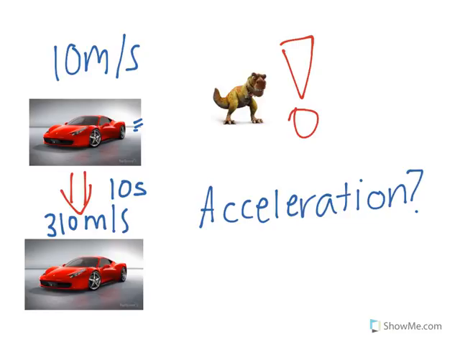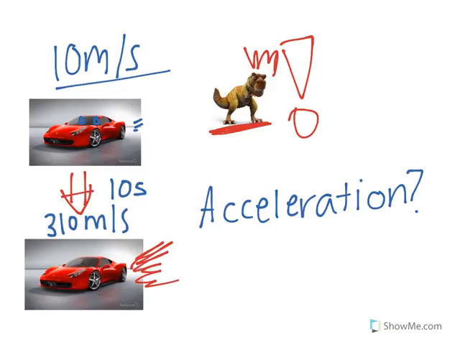Let's do some work with velocity and acceleration. You and your friend are in a nice car cruising along at 10 meters per second. Then you realize you're being pursued by an angry T-Rex. Oh boy. So then you accelerate for 10 seconds, ending up at 310 meters per second. That's awfully fast. Can you calculate your acceleration during these 10 seconds? Why don't you think about it for a minute?